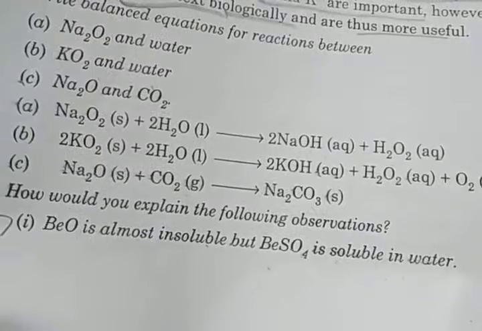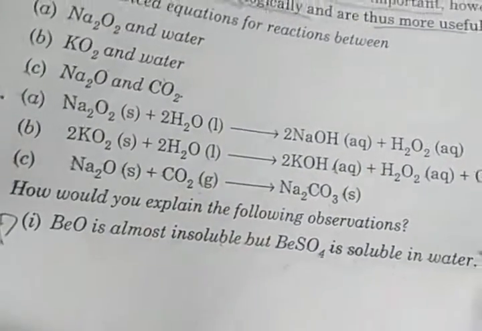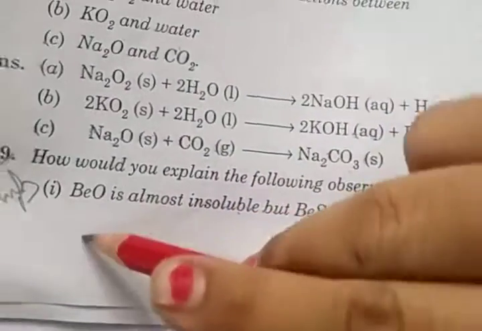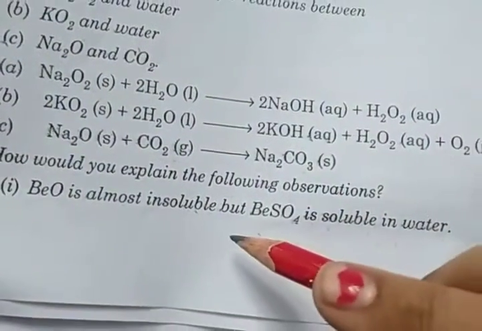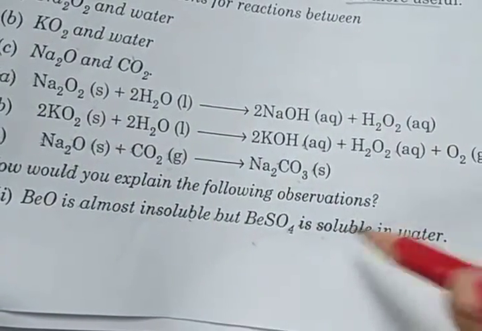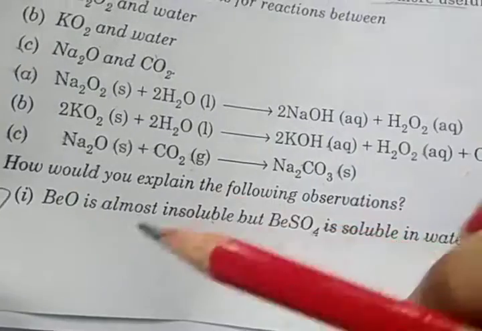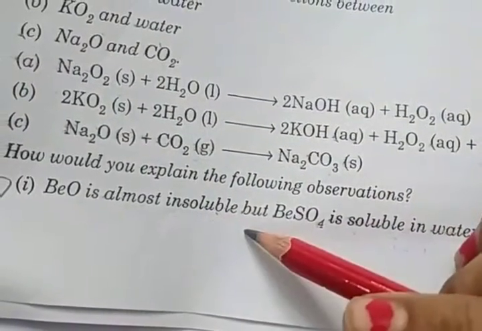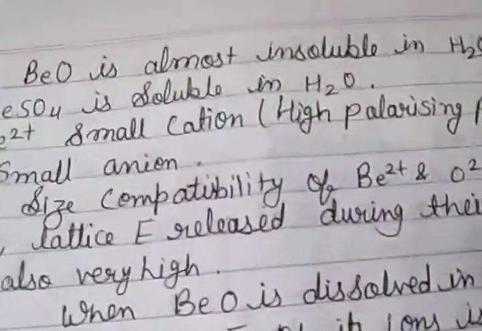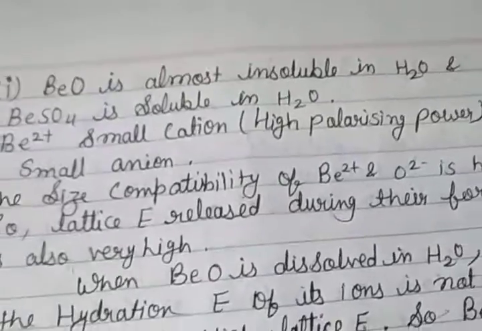Next question is, how would you explain the following observation? First: beryllium oxide is almost insoluble, but beryllium sulfate is soluble in water. So here you see, beryllium oxide is almost insoluble in water and beryllium sulfate is soluble in water.